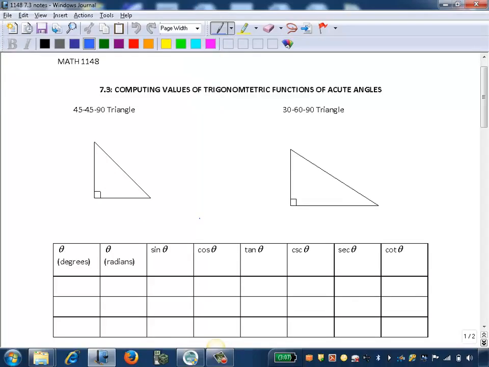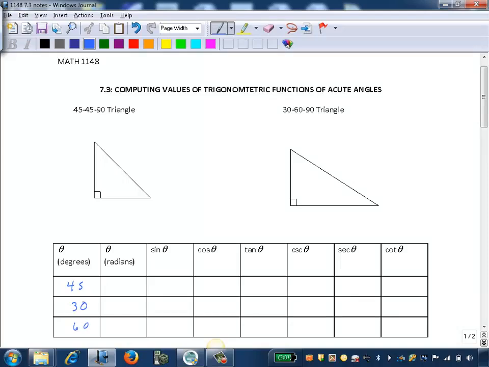In the previous section, we found the value of the 6 trigonometric functions of an acute angle theta when one of the functions is known, but not the angle itself. We'll now find the value of the trig functions when the angle is known. We can use geometry to find the exact values of 3 special angles, and those special angles are 45 degrees, 30 degrees, and 60 degrees.